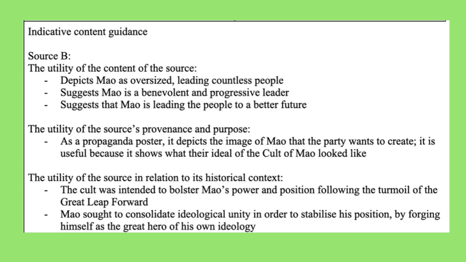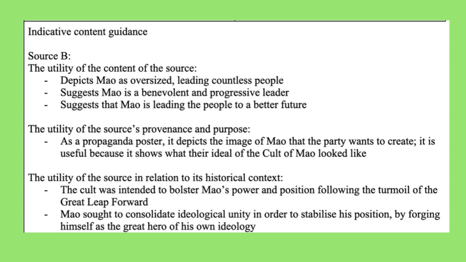But let's take a look at some examples. So firstly, for source B, you will notice that the mark scheme is divided into 3 subsections. Let's look at the first, the utility of the content of the source. So what does it actually say? You might argue that it depicts Mao as oversized, leading countless much smaller people, maybe giving you an impression of the scale of his power over China.